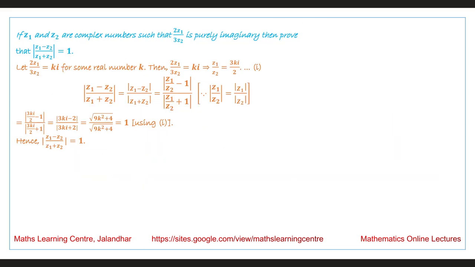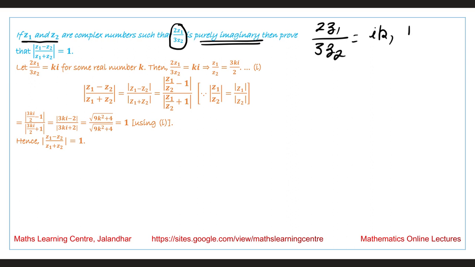Now in this next question, it is given that z1 and z2 are two numbers, and they satisfy that 2z1 over 3z2 is purely imaginary. So it means 2z1 over 3z2 is equal to iota k for some k which is real, because it is given that it is purely imaginary.